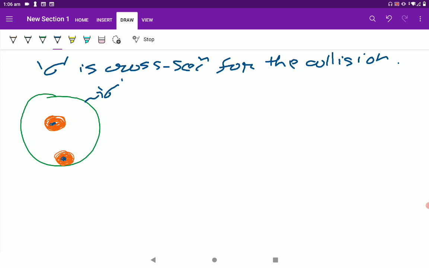So we say that when the other particle falls inside this cross section of the first particle, then we have a collision between these two particles. So cross section is able to define the probability of the interaction between these two particles. Now, if we have a large cross section, then the probability of the second particle to hit this area is larger. Then we have more frequent collisions and a shorter mean free path.